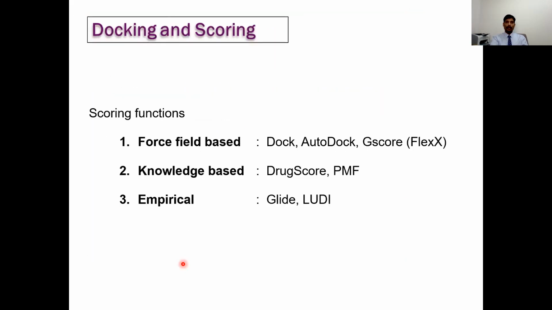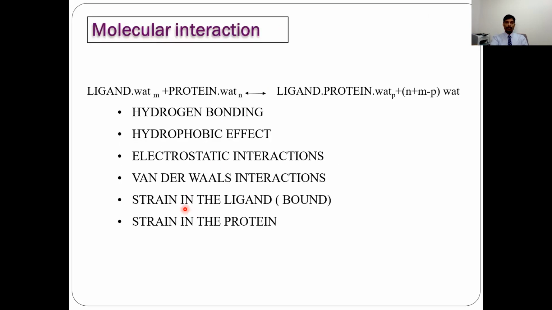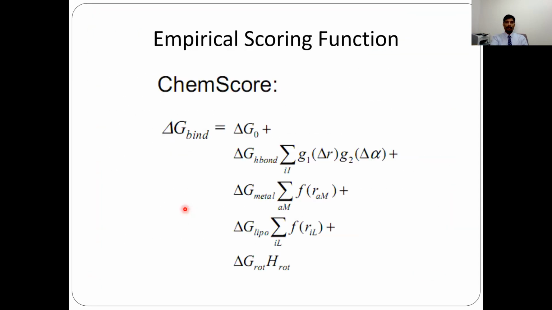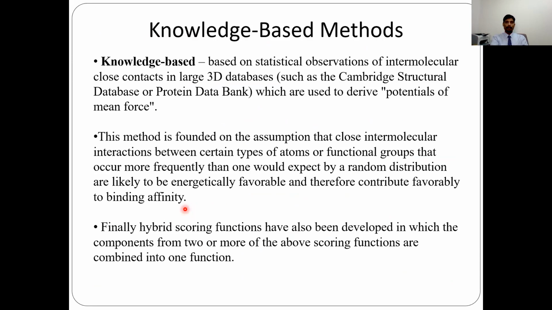Then we go for energy calculation. As I told you, we have to understand what the energy is after binding. There are different kinds of scoring systems: force field, knowledge based, or empirical. By using these, we can understand the binding in different ways.